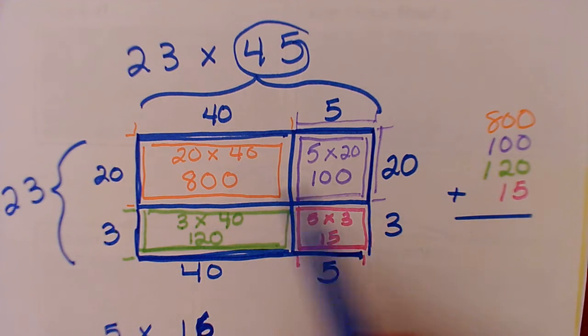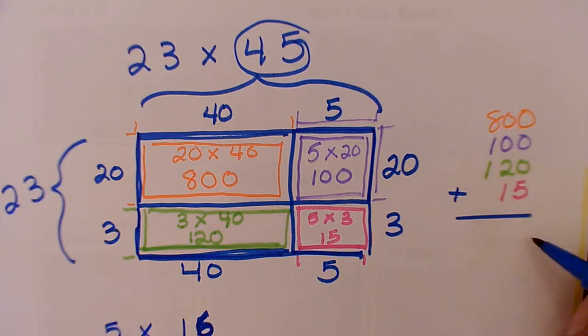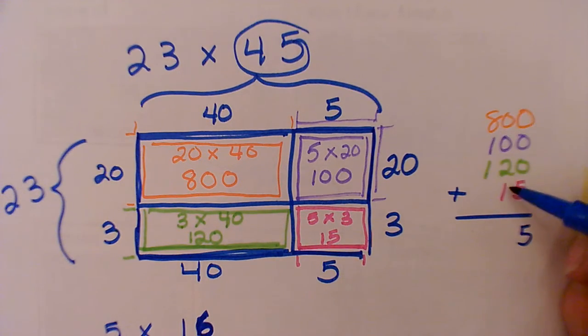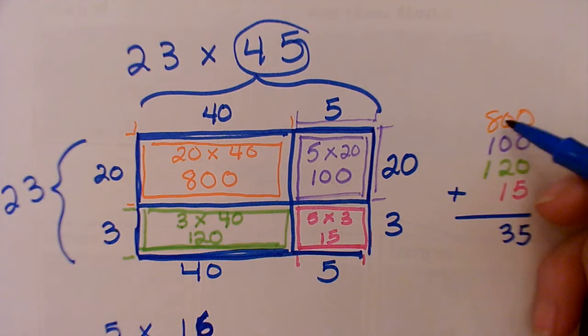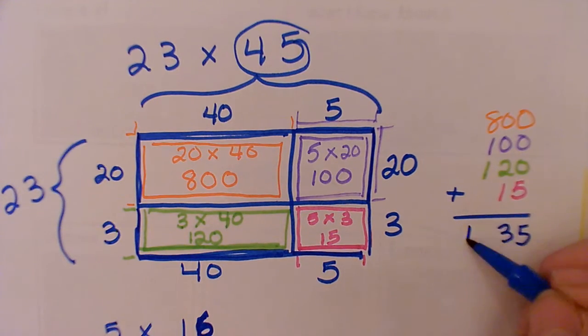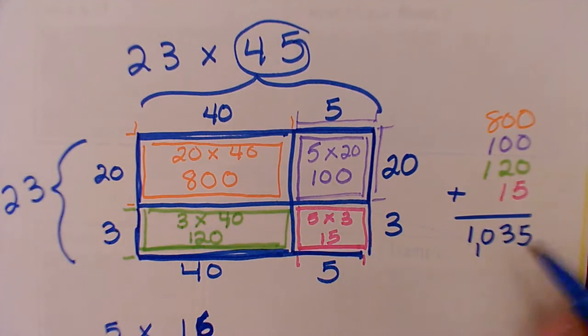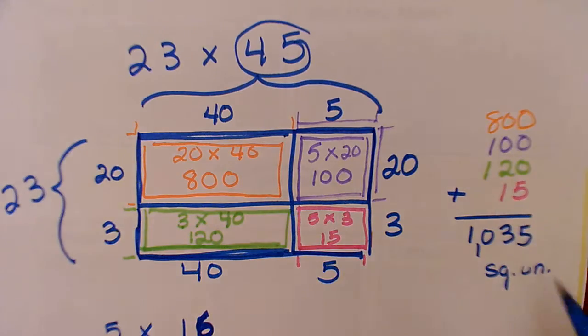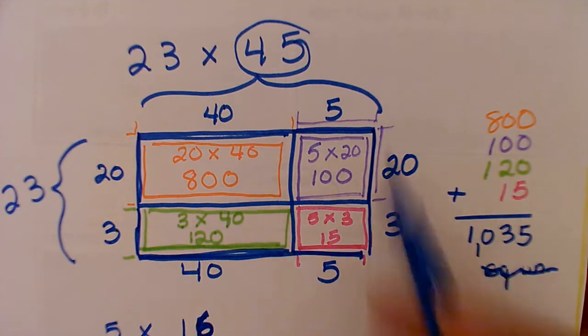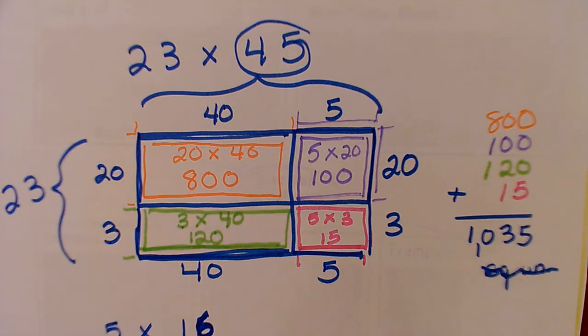So if I find the area of each of the little boxes and I add them together, I'll get the big box. So 0 plus 0 plus 0 plus 5 is 5. 2 plus 1 is 3. 8 plus 1 plus 1 is 10. So I get 1,035, but I have to label. So I'm going to say square units. But actually, if you're just doing multiplication, you don't have to include this. And we weren't actually finding the area of anything.